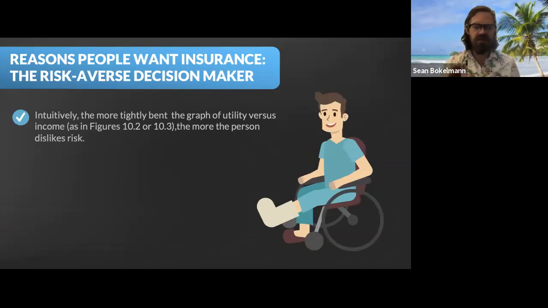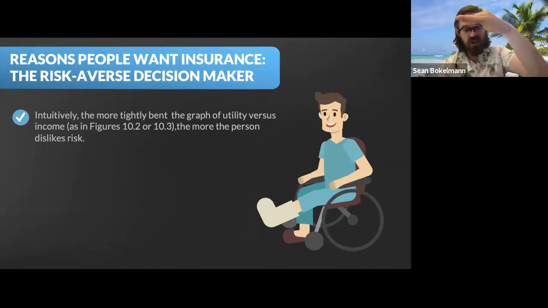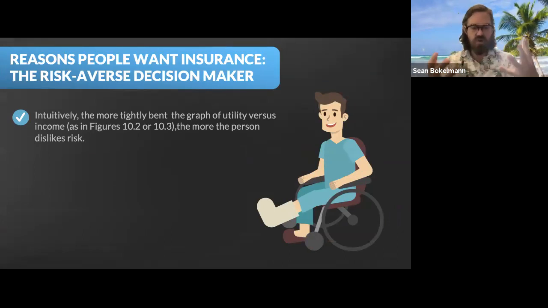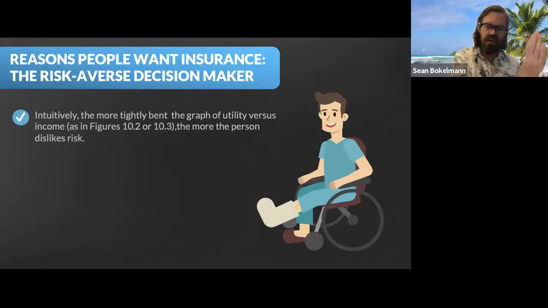It means that the utility function is more severely curved, right? So the faster it gets flatter, the more risk averse someone is, and the lower that certainty equivalent will be below expected income. Okay.